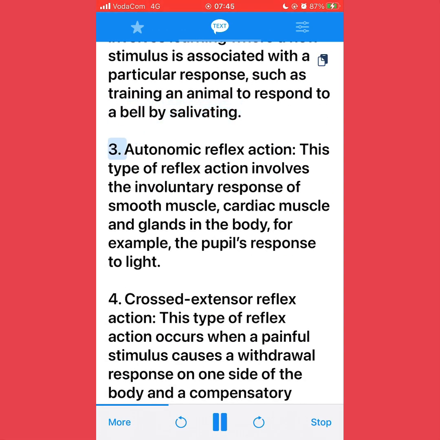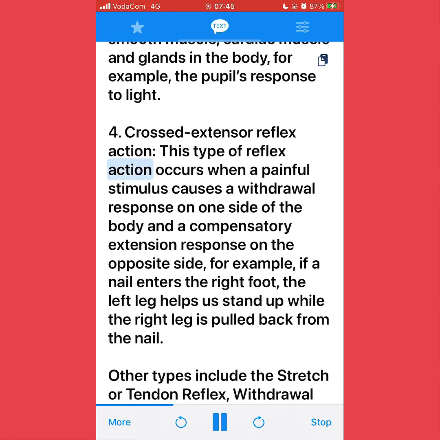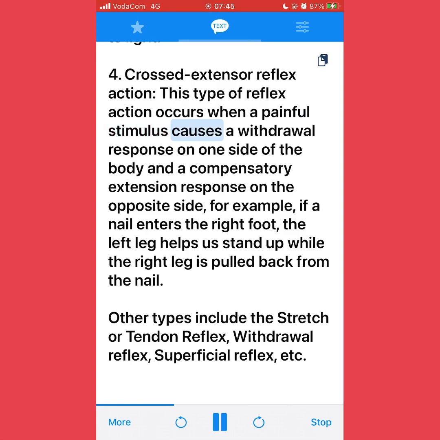3. Autonomic reflex action. This type of reflex action involves the involuntary response of smooth muscle, cardiac muscle and glands in the body, for example, the pupil's response to light. 4. Crossed extensor reflex action. This type of reflex action occurs when a painful stimulus causes a withdrawal response on one side of the body and a compensatory extension response on the opposite side.